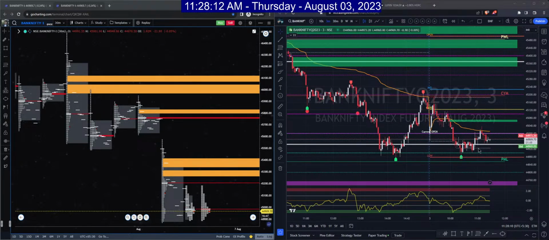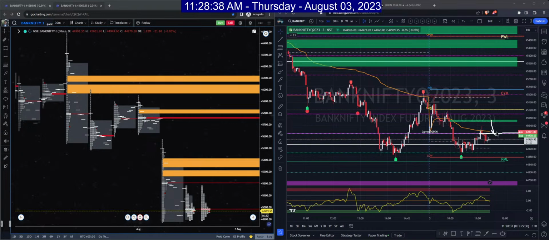So currently there will be some premium erosion. We are just balancing between 44,900 and this 44,980 level, so in an 80-point range. No point in chasing, no point in taking any trades, because what I'm expecting is that stops are getting built above the VWAP and above the 45,000 line.